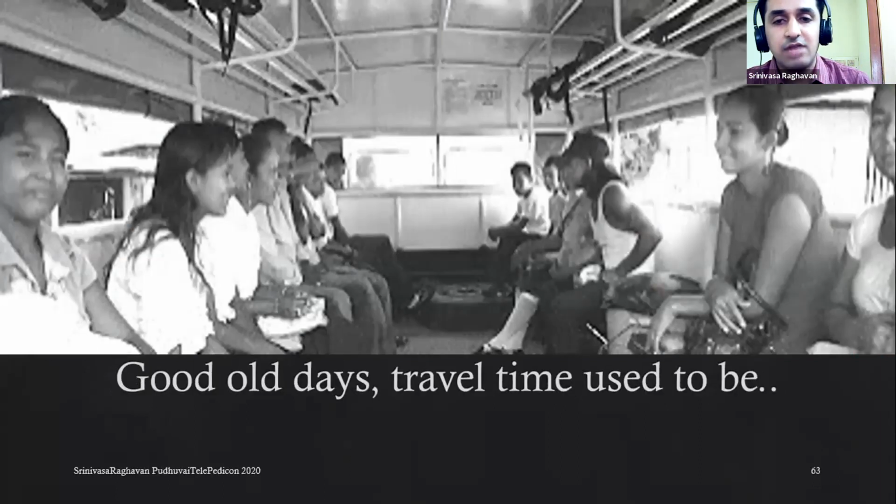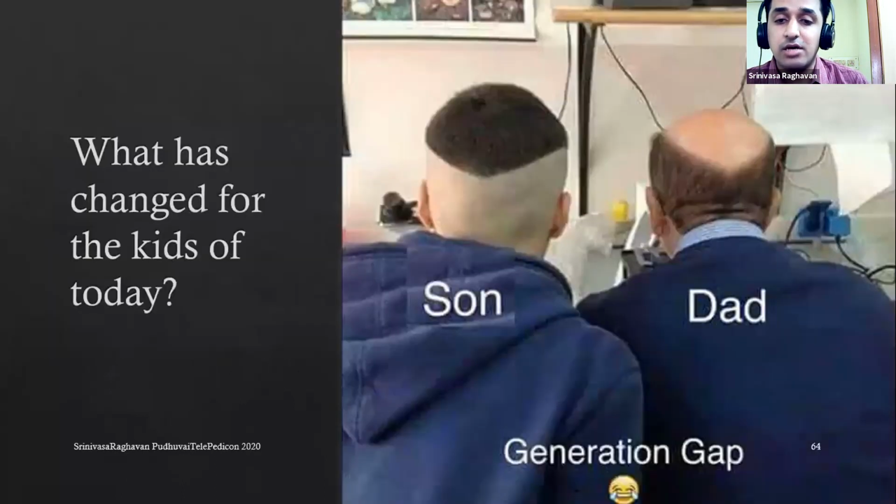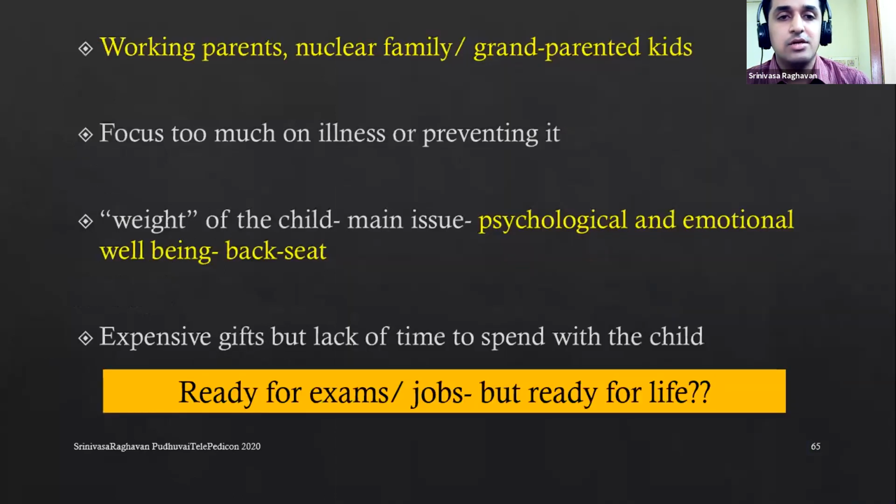The old time travel used to be like this. We used to know the next person. We used to know something about their family. But these days, we are so near, but so far. Many things have changed for the kids of today. Working parents, nuclear families, and expensive gifts, and the time that we spend with the child has become less. The psychological and emotional well-being of a child has taken a backseat.